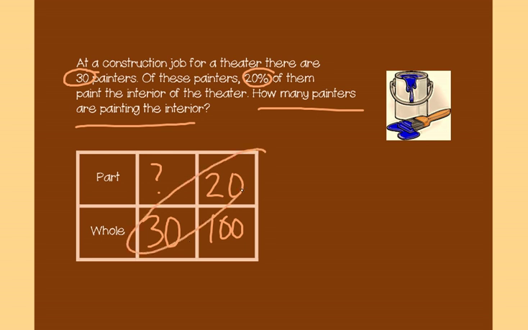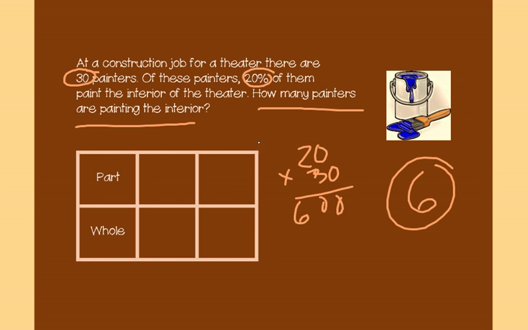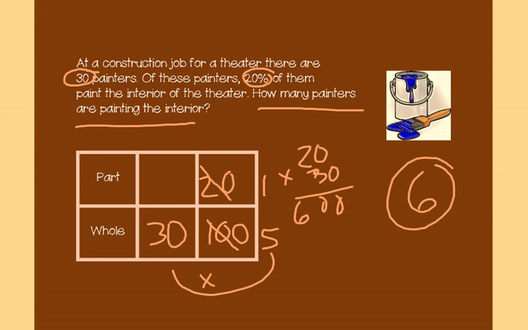We can do butterfly method here. 20 times 30 equals 600. 600 divided by 100 gives us 6. Equally as easy as that was, we could also do this. 30 was our whole, 20% was the part and the whole. We could reduce this fraction since it's a benchmark. It is 1/5. I can think 5 times 6 equals 30. 1 times 6 equals 6. Gives us the same answer.